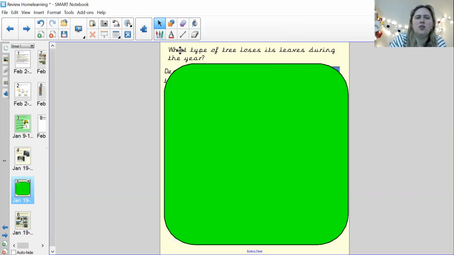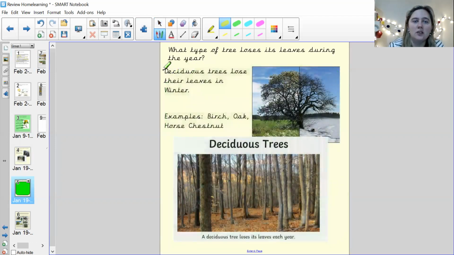Okay, what type of tree loses its leaves during the year? Well, it's not evergreen. So what's the word that describes a tree that loses its leaves? Can you tell me? It's deciduous trees. Deciduous trees lose their leaves in the winter. Fantastic. So examples of those are birch trees, oak trees, and horse chestnut trees. Well done.